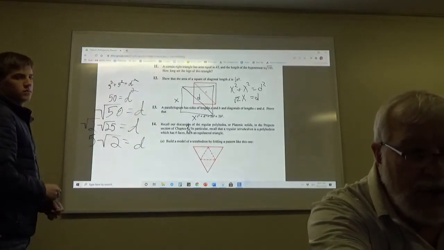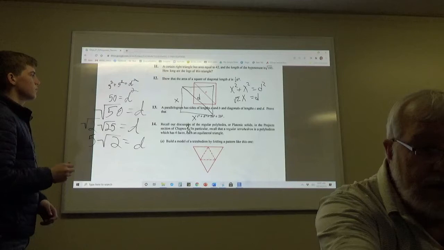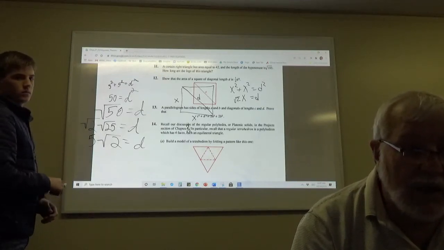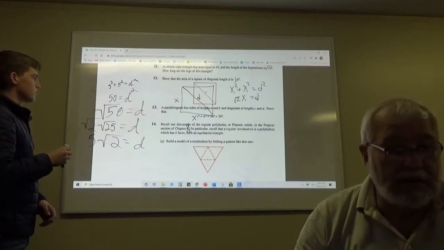All right, so the diagonal length is 1/2 of D squared.